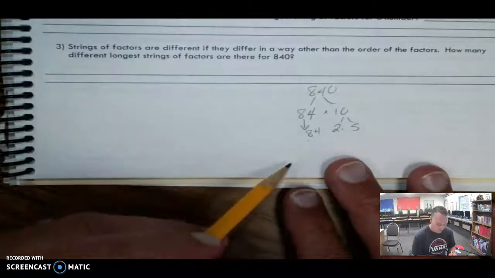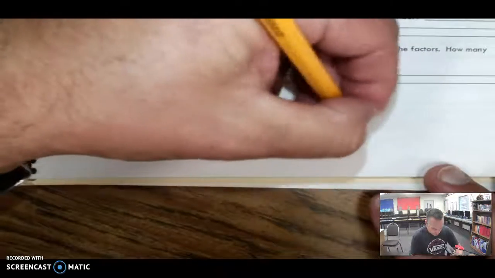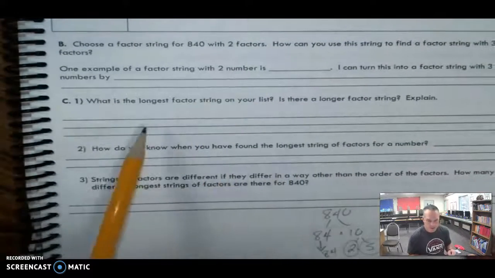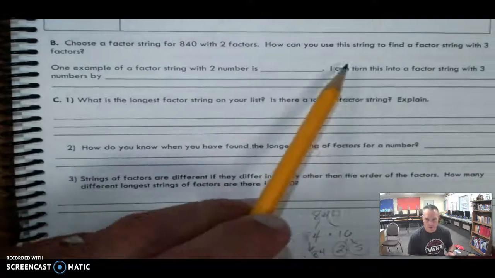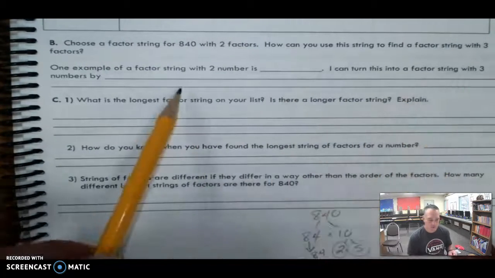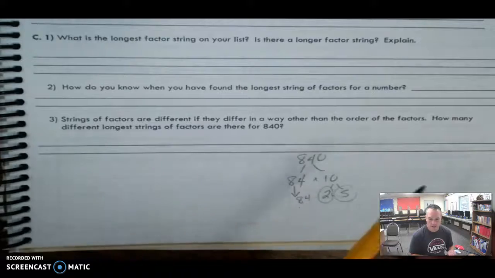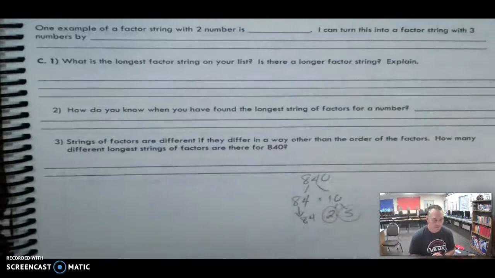How can I do 4? Well, I'd split the 84. And you keep splitting it out until you get all the way down to prime numbers, and it's going to tell you the longest factor string. So you keep going with 84. I can turn it into a factor string with 3 factor numbers by splitting up the 2 factors that make 840. What is the longest factor string on your list? Is there one that's longer? Explain. So maybe if you get all the way down to prime numbers, if you're a superstar, you'll be able to do that.